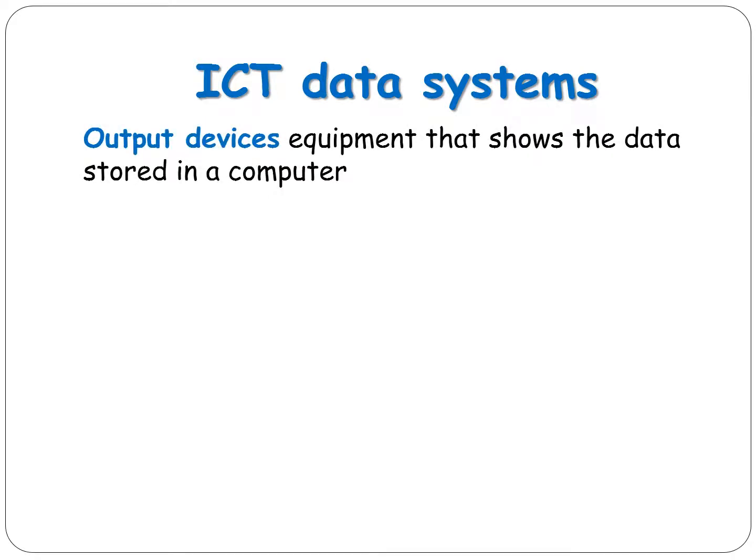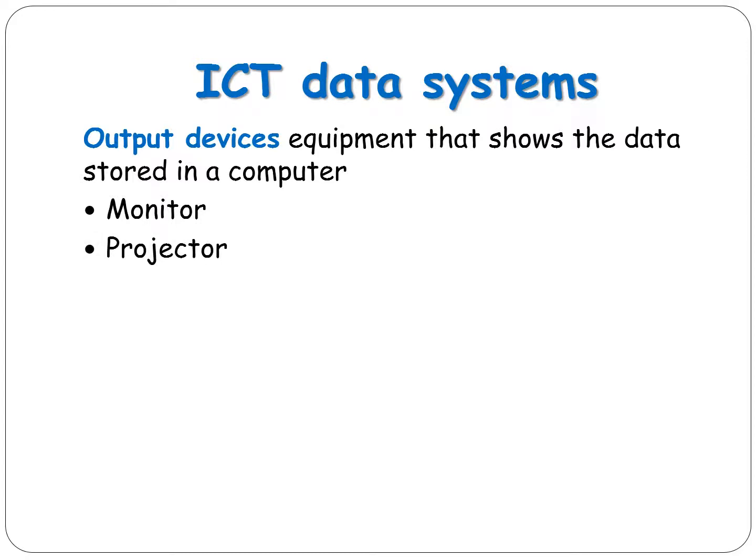The opposite to input devices are output devices, and output devices are basically equipment that shows the data stored in a computer. So these output devices allow us to see that data that you've already put into the computer using your input devices, and some of these are a monitor. So the data comes out of the monitor and into your eyes, so it's an output device.